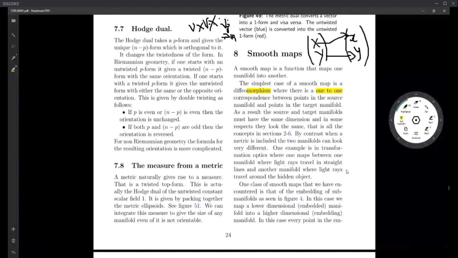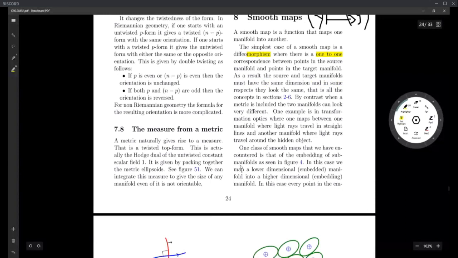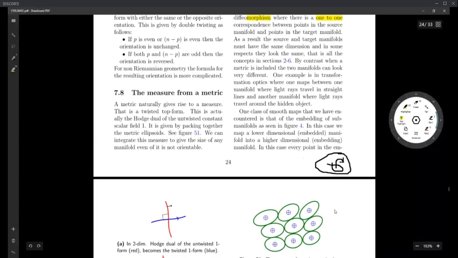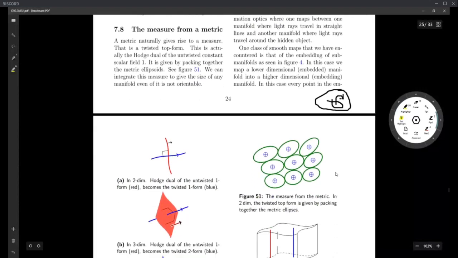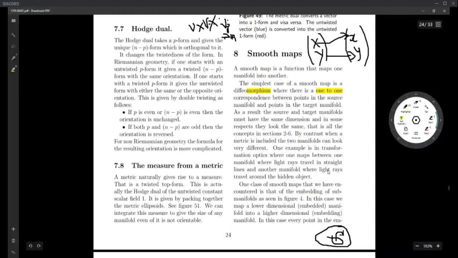Well, we've actually encountered smooth maps before, and it's precisely in the embedding of submanifolds. In this case, we're basically mapping each point in a lower manifold. So you have a lower manifold and you have an embedding manifold. I'm just going to map from here to here, right? So what this means is every point in the embedded manifold usually corresponds to a unique point here because it's a one-to-one map. But you can still have some regions that are not being mapped at all in the embedding manifold. So yeah.